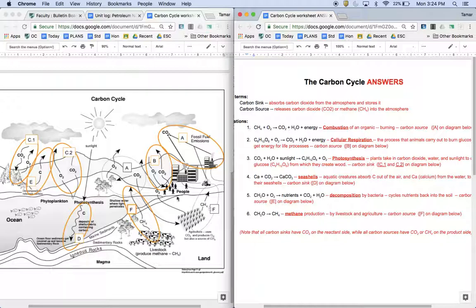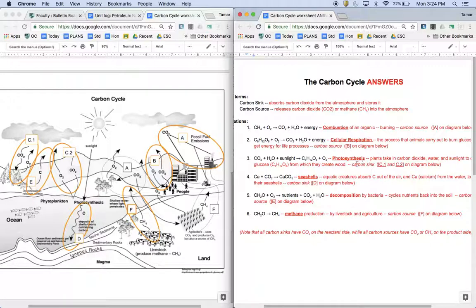We also have decomposition, which is depicted right here. When organisms decompose and rot, that carbon dioxide is released back out, and that is a carbon source. And finally, we have methane production. Livestock just produce a lot of methane as a waste gas, and some of it comes out the bottom ends of their body, but a lot of it actually comes out the top ends of their body. But regardless, livestock and also agriculture release a lot of methane, which is another carbon source into the air. So these are the main sources and sinks of carbon.